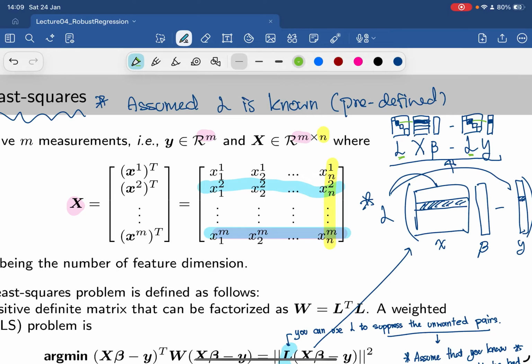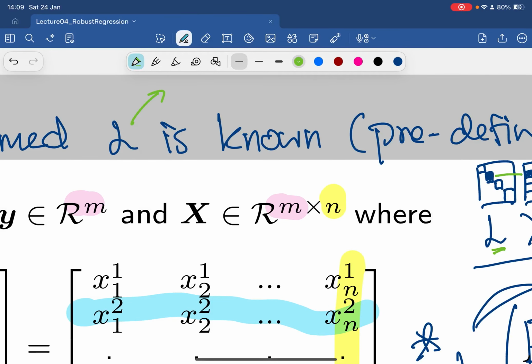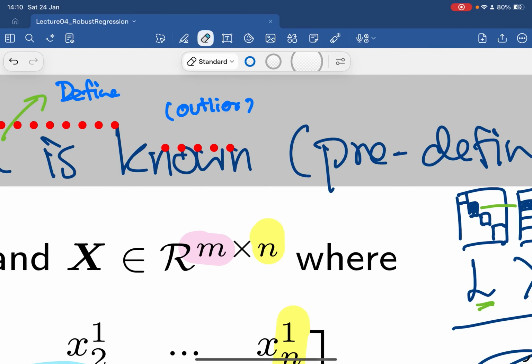And the question is, how could you construct L? In fact, you can come up with a random guess of the value of L. But I shouldn't say random guess, because you cannot really guess where the outliers are going to be. But let's put it this way. We can define the locations that we want to suppress, maybe the locations of outliers, using the hat matrix.